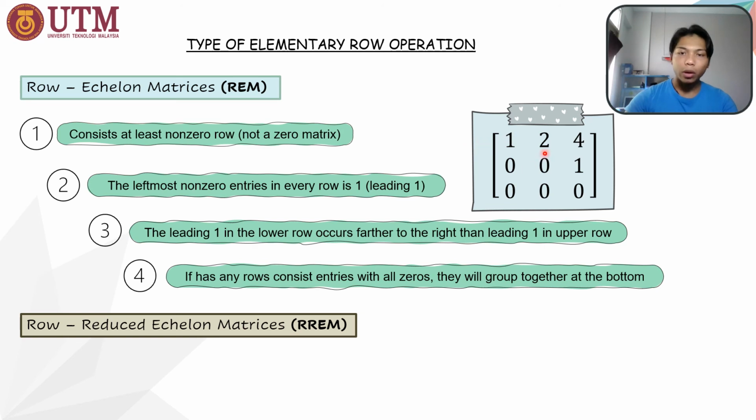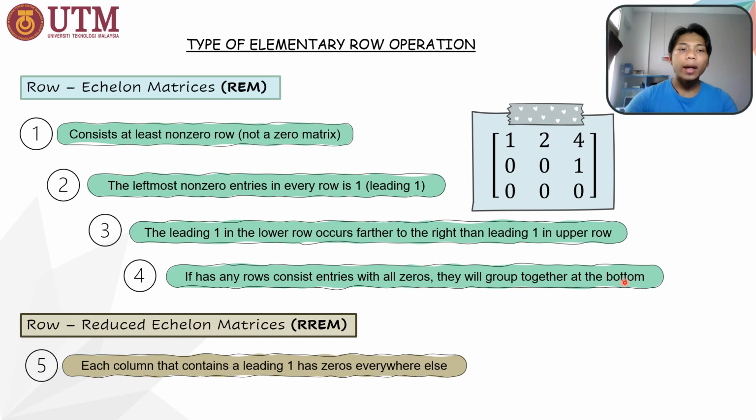For the third property, the leading one in the lower row occurs further to the right. So you guys can see that for the second row, the leading one is further to the right than the leading one in the upper row. So it already satisfies the three properties. Alright. For the fourth property, if any row consists of entries with all zero, they will be grouped together. You guys can see that the rows with all zeros are grouped together at the bottom. So this example already includes four properties. So we call it row echelon matrices.